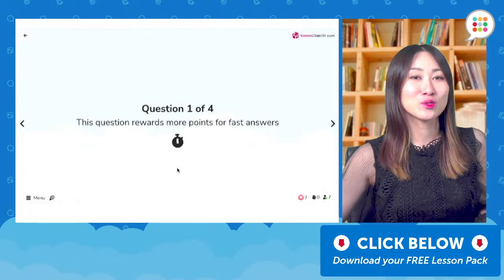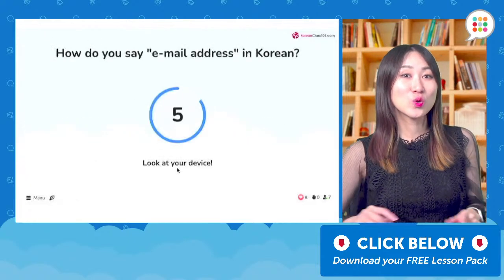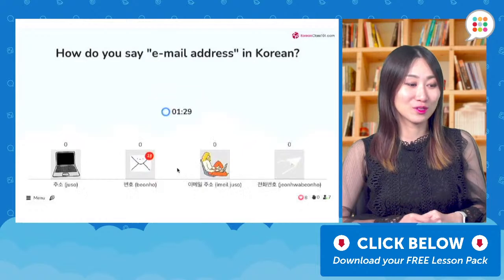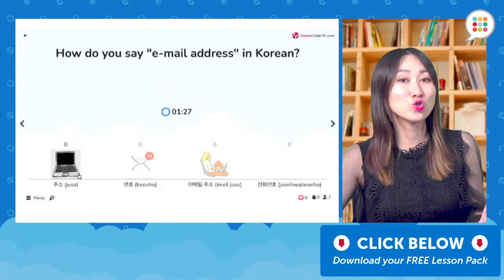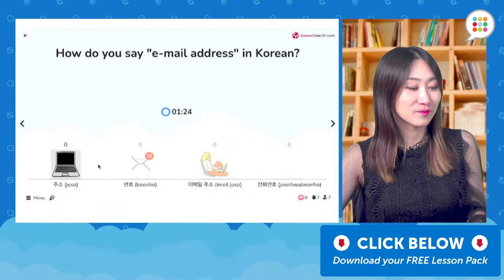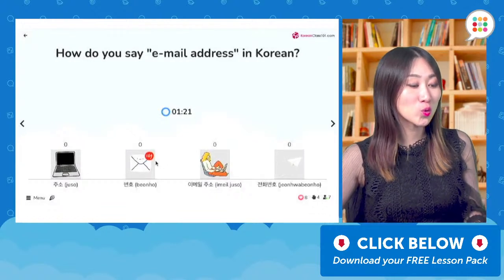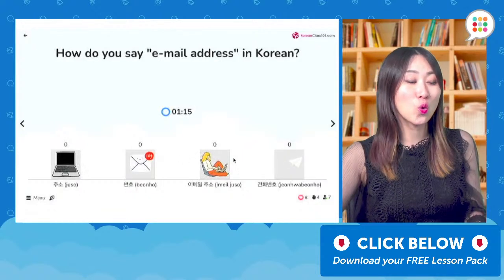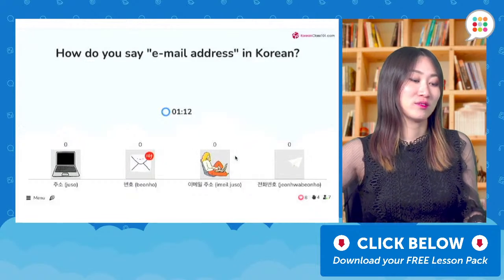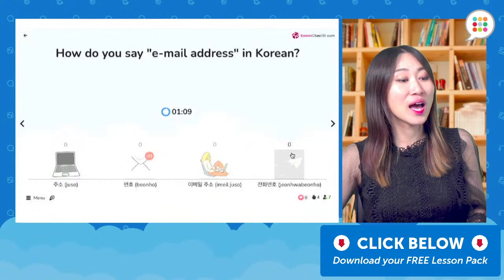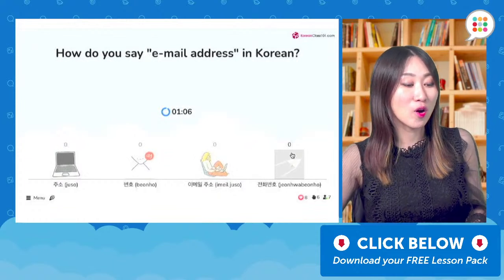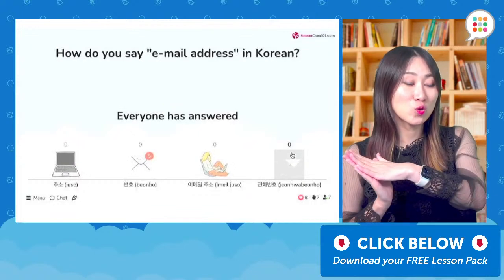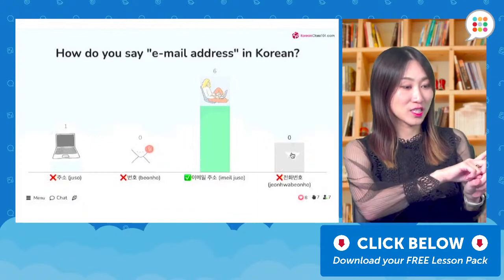Okay, 짜잔. So here is the first quiz. How do you say email address in Korean? So first option is 주소. Second one is 번호. The third one is 이메일 주소. The last one is 전화번호. So please choose one of the answers. And if you are not joining the quiz show, you can leave a comment on YouTube and Facebook.